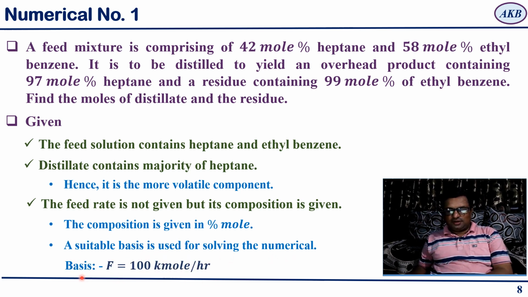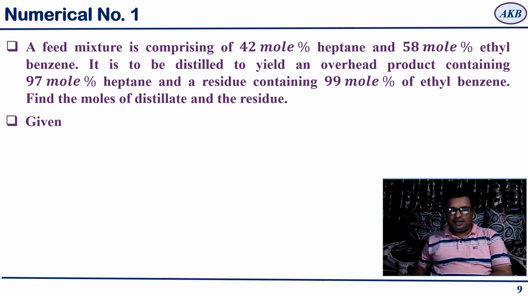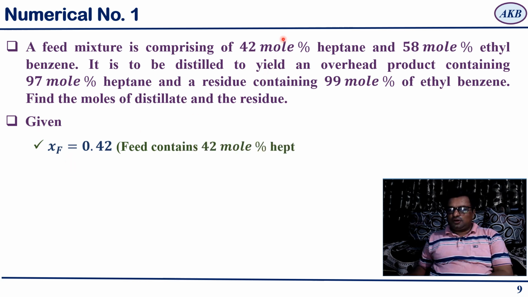And what basis are we going to choose? This is the best basis: 100 kilomole per hour, or you can call it 100 mole per hour, or 100 kilomole per second. A suitable basis has to be assumed in the beginning. This will come into the picture when the feed rate is not given to us and only the composition is given.